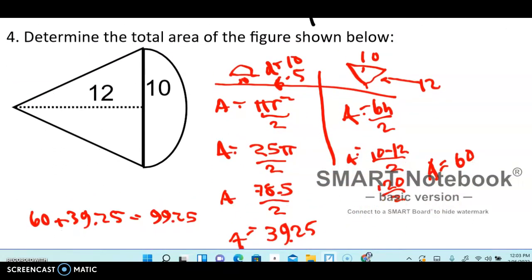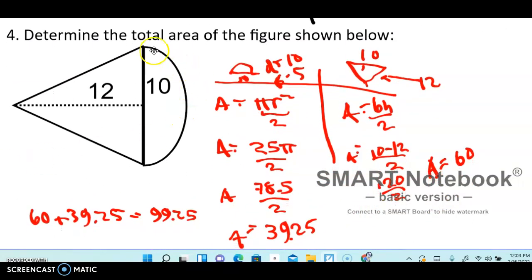Number four, determine the total area of the figure shown below. These are two composite shapes. One is a semicircle, the other one is a triangle. The formula for finding the area of a semicircle is area equals pi r squared divided by 2. If the diameter is 10, the radius is 5. 5 squared is 25. So we get 25 pi divided by 2, or 78.5 divided by 2, which gives us an area of 39.25.